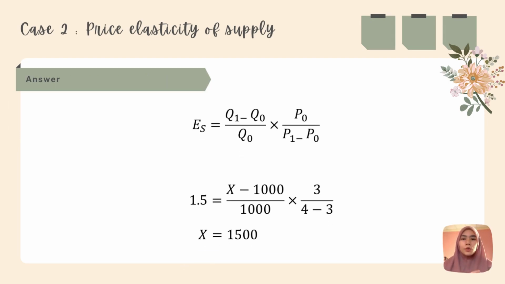So, based on the question, we know that the question is related to the concept of price elasticity of supply. So, we can use the formula as shown in this slide: Q1 minus Q0 divided by Q0 times P0 over P1 minus P0.